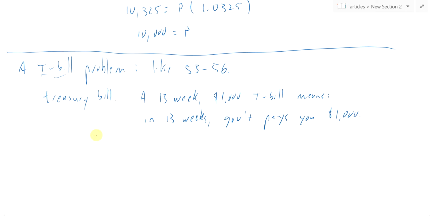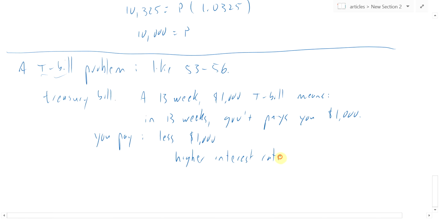And so in general, how much do you pay for a T-bill? Well, less than $1,000, right? The higher the interest rates, the less you pay, right? Because if there's a place where you can invest your money where you can get a good return, and T-bills might not give you that, then you move your money away from T-bills. And if the demand for T-bills goes down, then the price goes down.